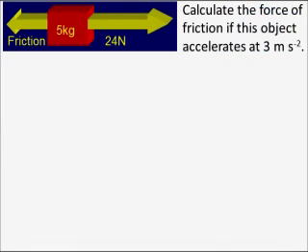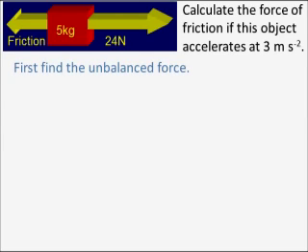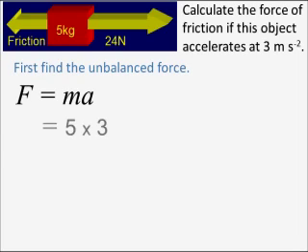How about a problem where you're not given one of the forces? So we know there are 2 forces acting on this. There's the 24 newtons applied force to the right, and there's friction slowing it down to the left. The question is to calculate the force of friction if this object accelerates at 3 meters per second squared. First, find the unbalanced force using the F equals ma equation. So F equals ma, we know the mass is 5, we know the acceleration is 3. So 5 times 3 is 15, and that's newtons.